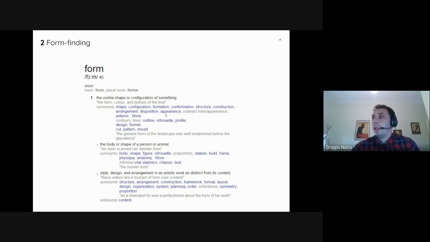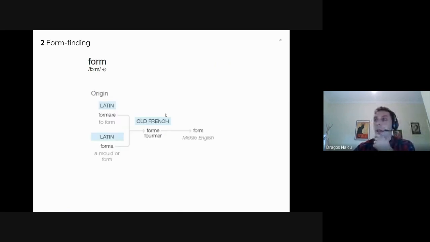So we're talking about forming, and I always like to begin with looking at the word. The word form obviously has a thousand synonyms you can apply. What comes to mind when you think about a form? Shape, configuration, formation, arrangement, appearance, design, silhouette, etc. So it's a very defined noun, but it is also a verb.